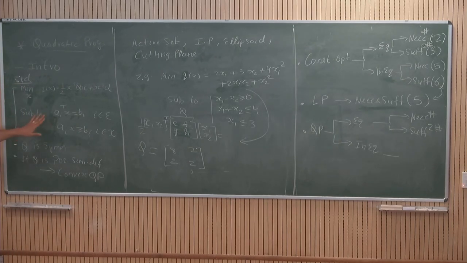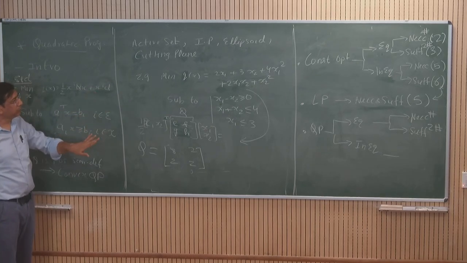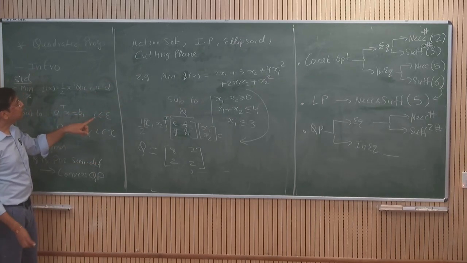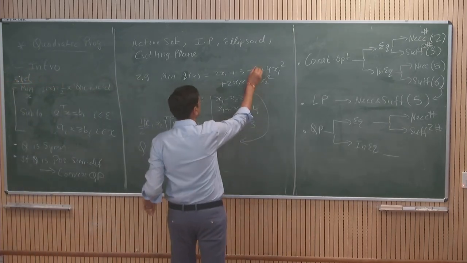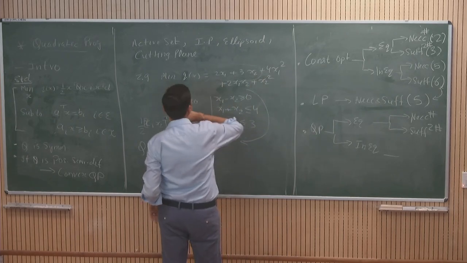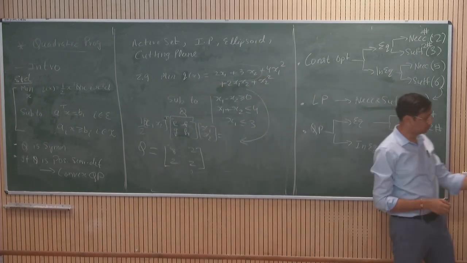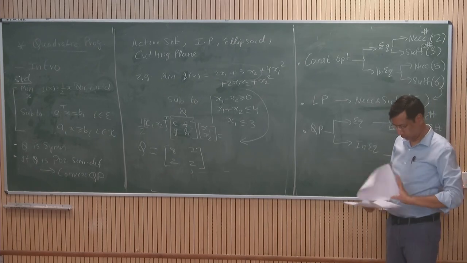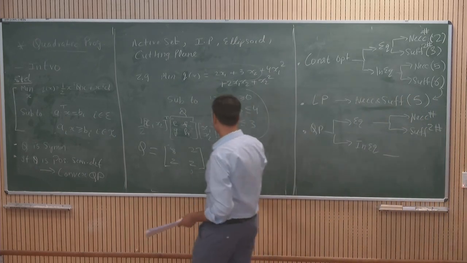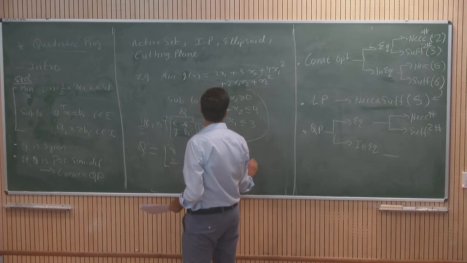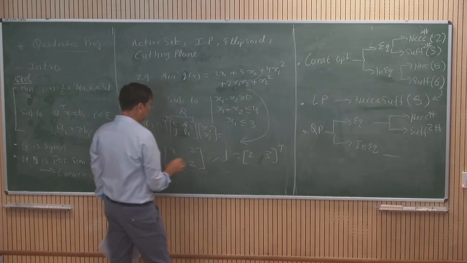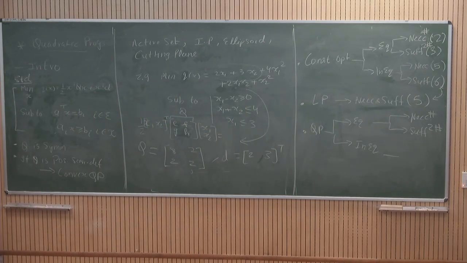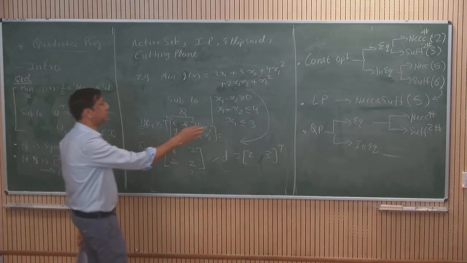This is the linear function, no? Sorry, I wrote something wrong. This will carry the x transpose d, no? So you will say that d is equal to 2, 3. These quadratic terms will give you the Q and the linear terms will give you the d. Is that okay?